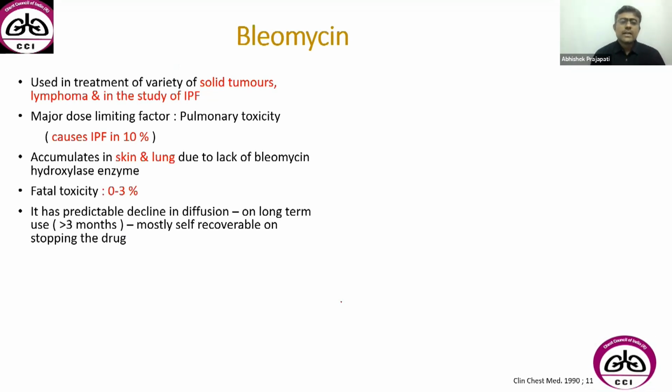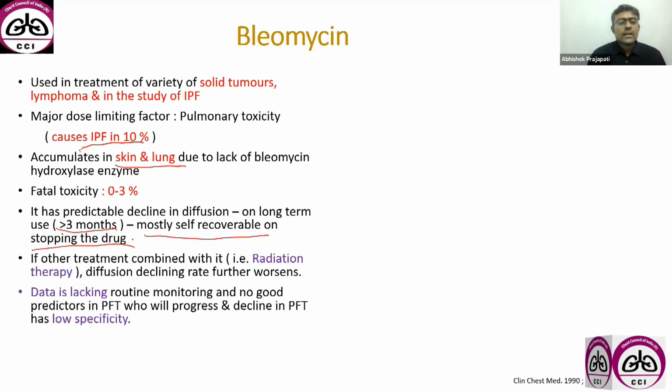A major dose limiting factor is pulmonary toxicity, and it causes IPF in 10% of cases. It accumulates in skin and lung due to the lack of bleomycin hydroxylase enzyme, and fatal toxicity happens in 0 to 3% of cases. It has a predictable decline in diffusion on long-term use of more than 3 months, mostly self-recoverable on stopping the drug. Now, if other treatments are going on, like radiation therapy, then the diffusion utilization rate further worsens.